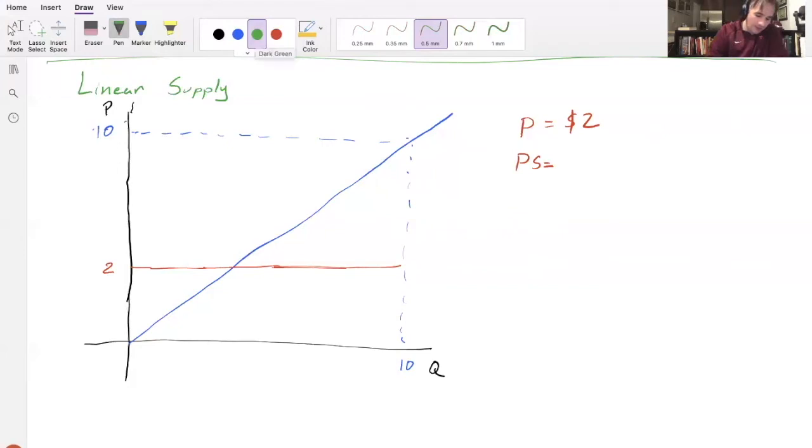And then what we want is to figure out the area of this shaded region, this triangle. And I will mention that this is equal to 2. Okay, so just like before, we have the area of the triangle. And so it's going to be 1/2 of base times height. In this case, our base goes from 0 to 2, and our height goes from 0 to 2. In other words, our producer surplus here is $2.